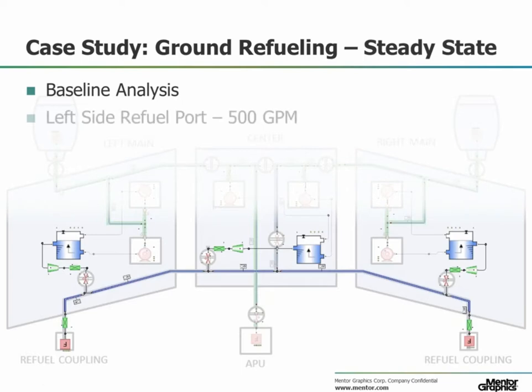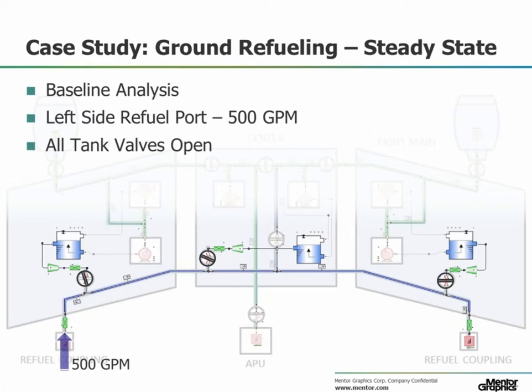For our initial analysis, we're going to set the left side refueling flow rate boundary condition to a volumetric flow rate of 500 gallons per minute. We're also going to fill all 3 empty tanks simultaneously and try to understand the pressure and flow implications of simultaneous filling. Since our focus is on the refueling portion of the model, we'll set the engine and APU flow boundary conditions to 0 flow, close off the feed valves, and stop the pumps to isolate that portion of the system.